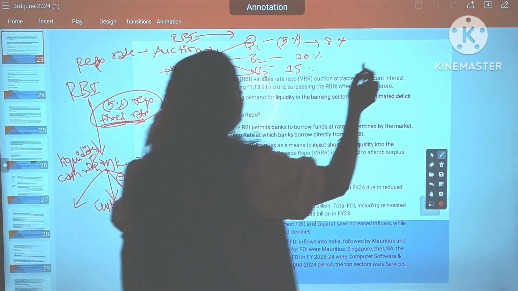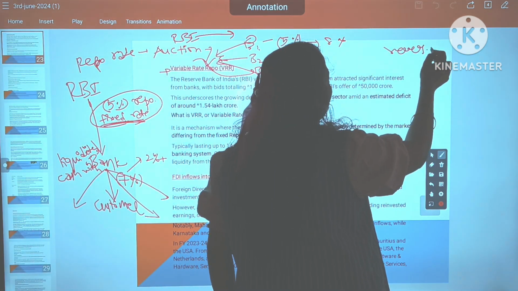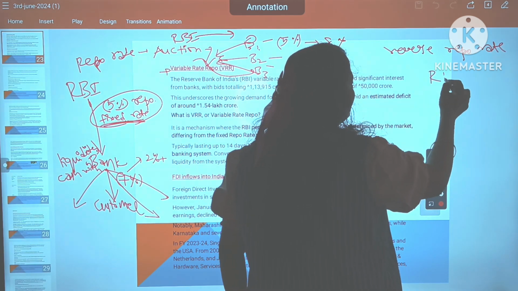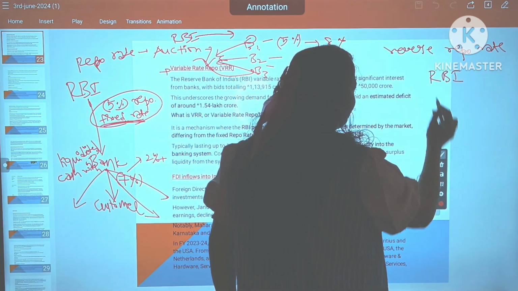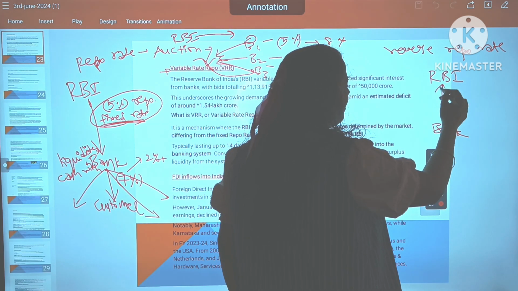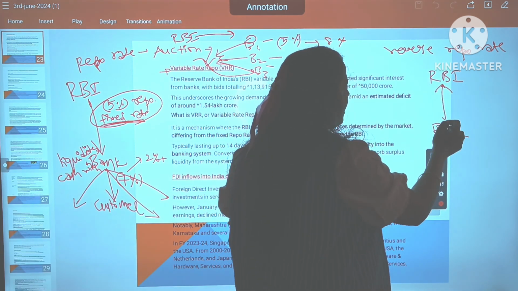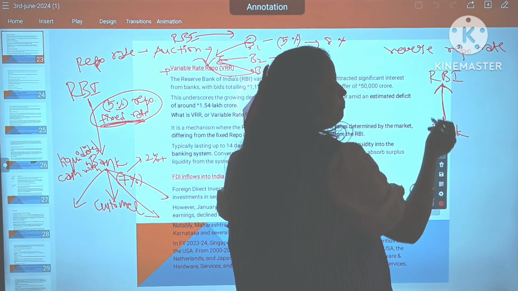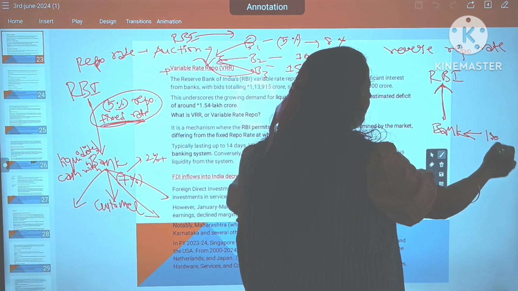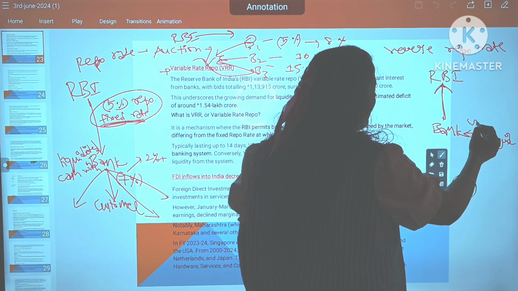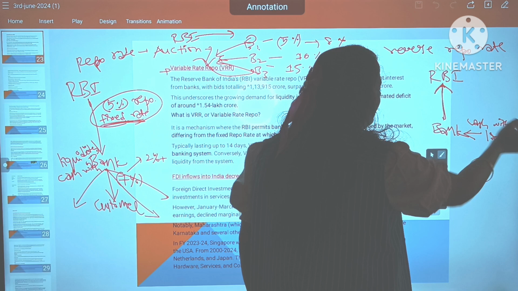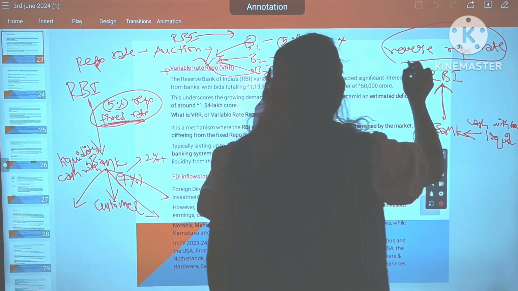Here we have to discuss reverse repo rate also. Reverse repo rate means the reverse of repo rate. Suppose the RBI is there, bank is there. Banks take funds from RBI at a rate so that liquidity in the market decreases. Cash with banks decreases. So that is the system the reverse repo rate operates.